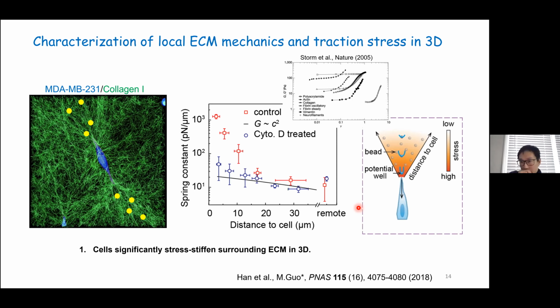All right. So since we know that the local matrix stiffening is a result of the contractile stresses induced by cell contraction, one question we have been wondering about is whether we can actually measure or infer the local stress from the measured matrix stiffness, because the stiffness is the result of the stress. Can we go backward to actually know how large the stress is?